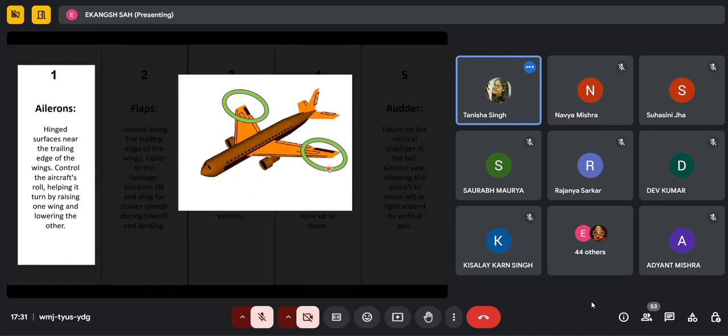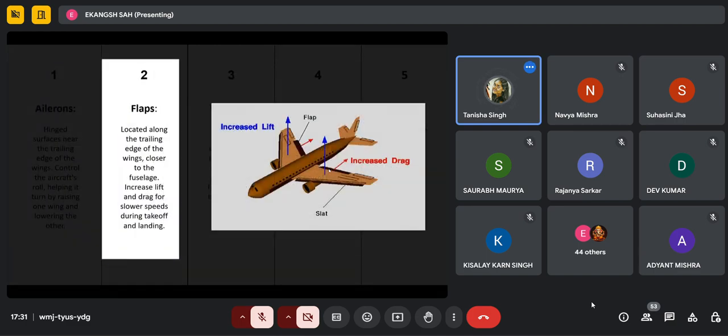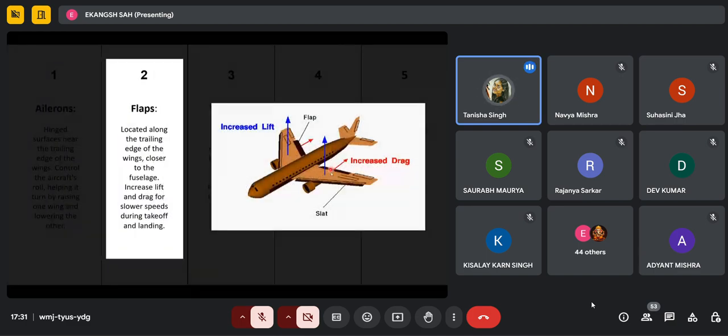Next, we have flaps. The flaps are the hinged portions on the inboard part of the trailing edge of the wings. These are used to produce greater lift at low speeds and to provide increased drag on landing. This increased drag helps to reduce the speed of the airplane and to steepen the landing approach angle.